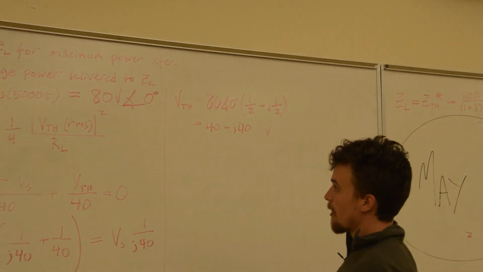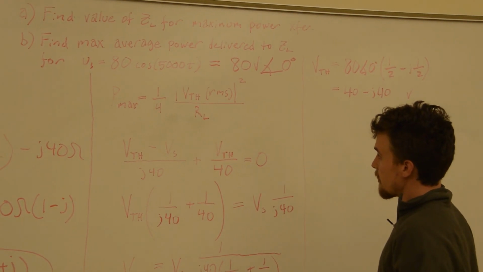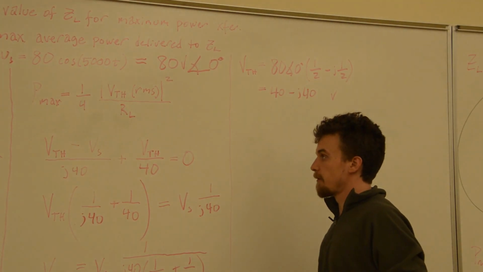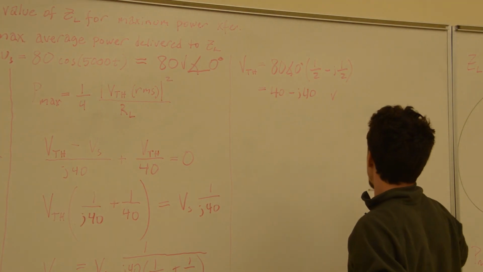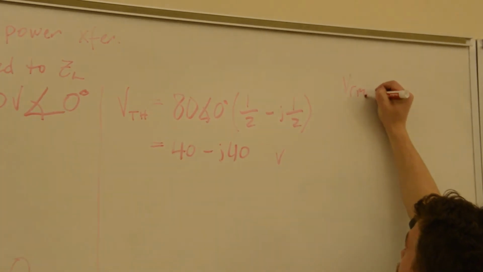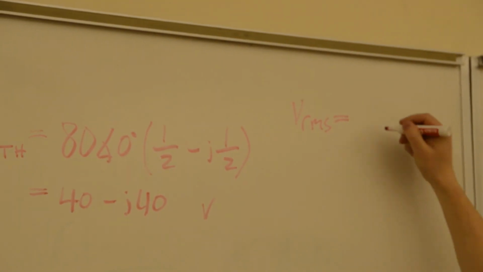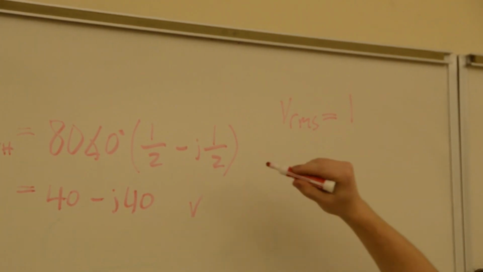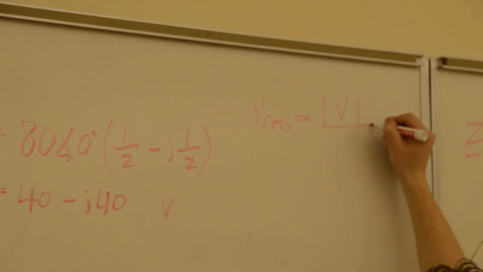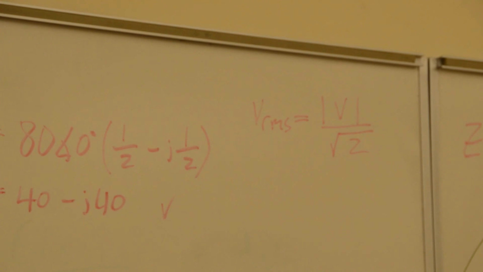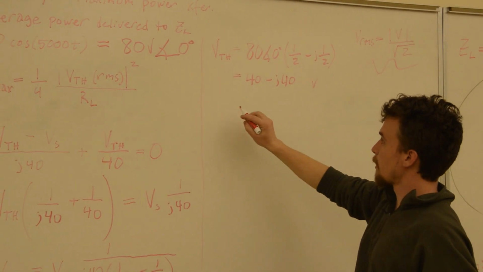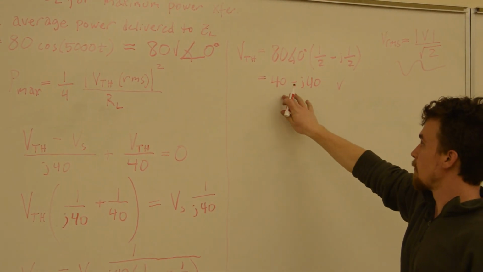Now, what we want is the RMS value of this. There's a formula that says that the RMS value of any sine wave, let's say VRMS, is equal to the magnitude of your voltage over the square root of 2. That's for a sinusoid; it has to do with the shape of the wave, but that's not part of this problem so much. So we have to get the magnitude of this voltage.